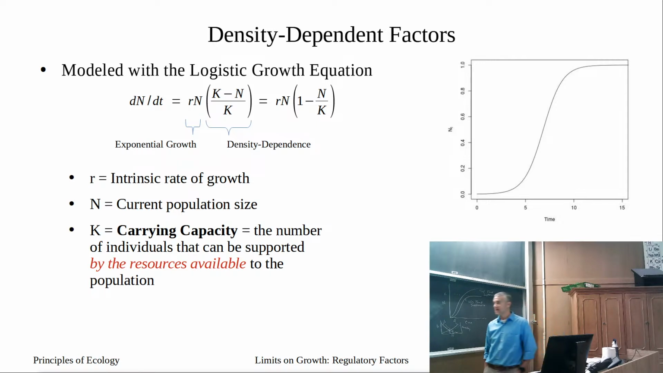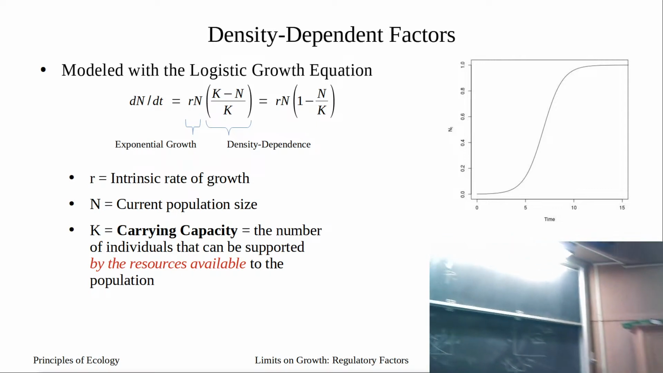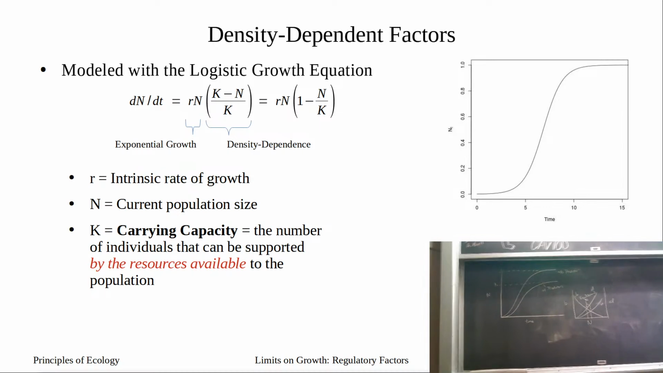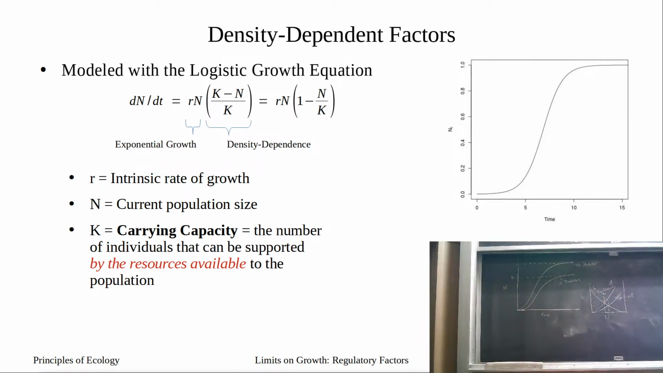So just for semantics, if we go back to our graph here with our predators, this isn't really the carrying capacity. That's our carrying capacity. This is our equilibrium population size.